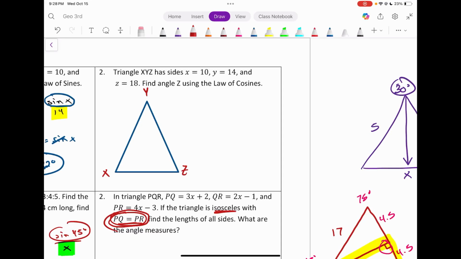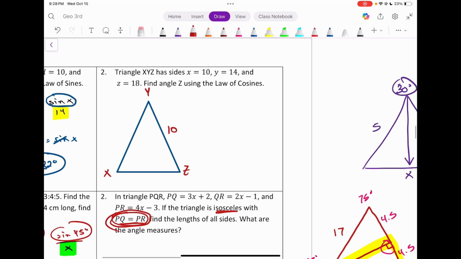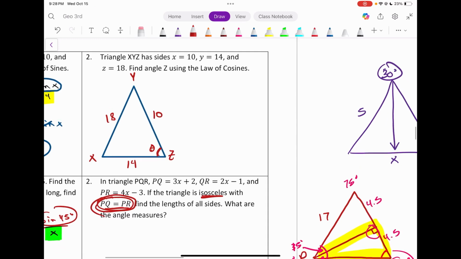Okay, on this next problem, let me go ahead and draw it out. It says triangle XYZ has sides of length x equals 10, y equals 14, and z is equal to 18. And we're looking for the measure of angle z right here. We can call it theta. That'll be our unknown.